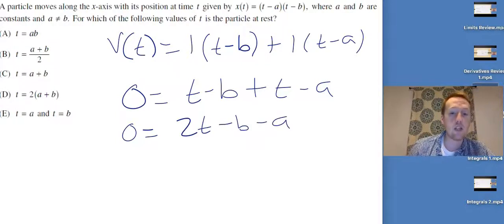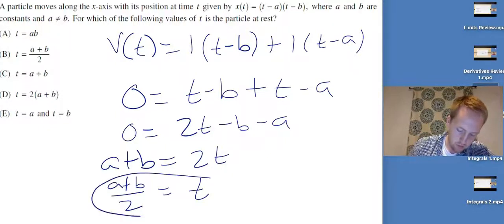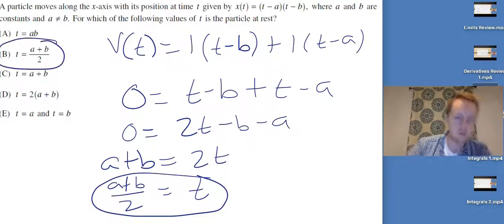Now I'm solving for t, so if I move the b and the a over, that's going to put me in the right direction. So apparently t is equal to (a plus b) over 2. Okay.